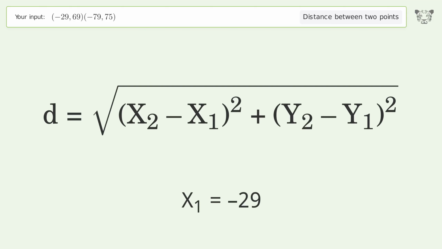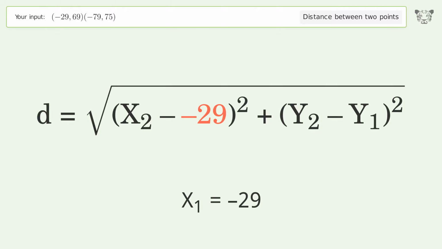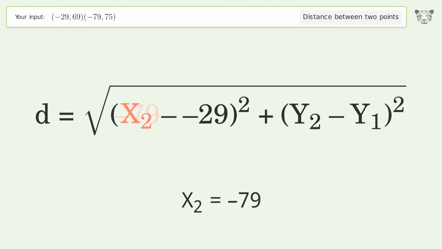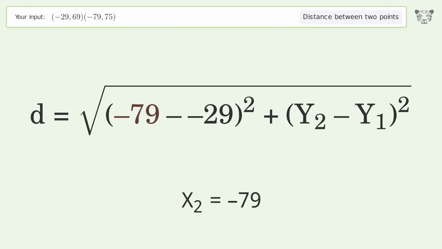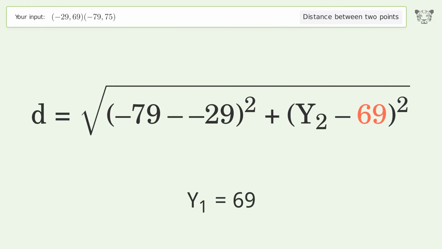x1 equals -29. x2 equals -79. y1 equals 69. y2 equals 75.